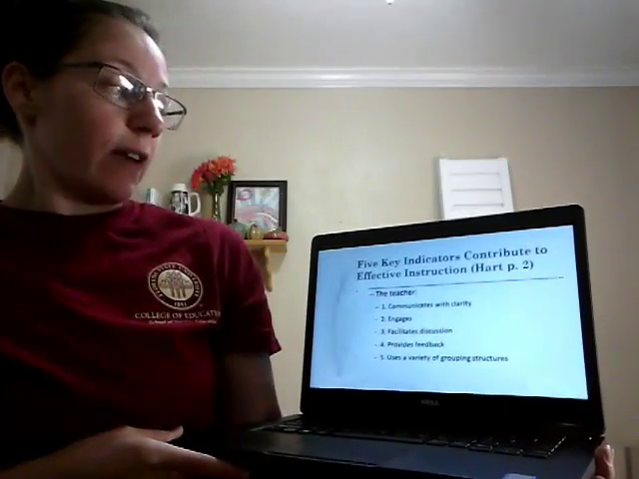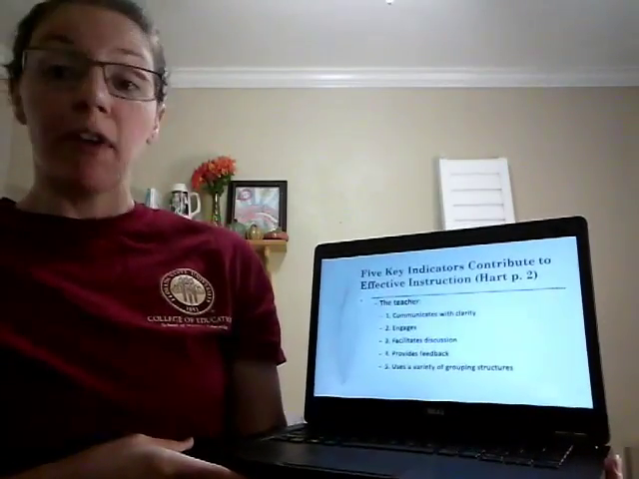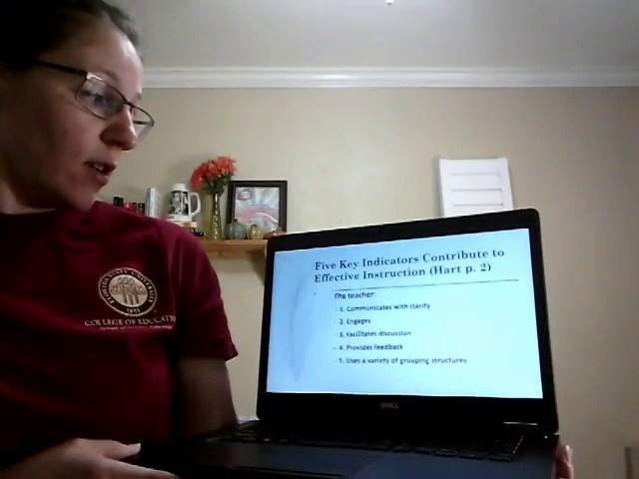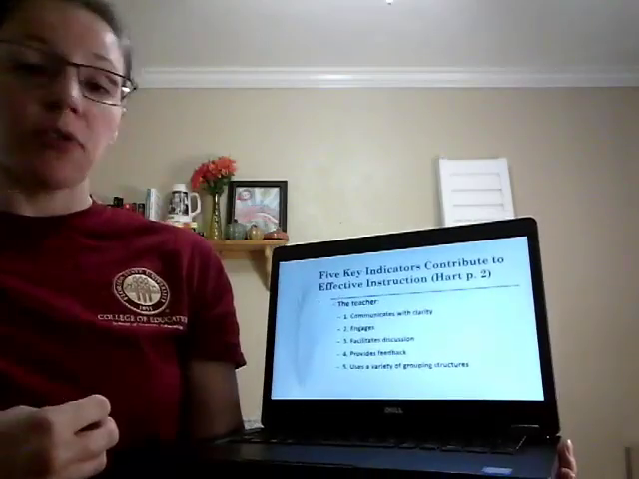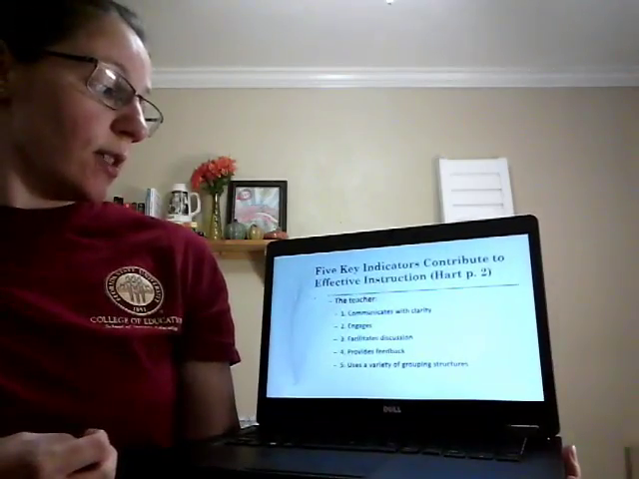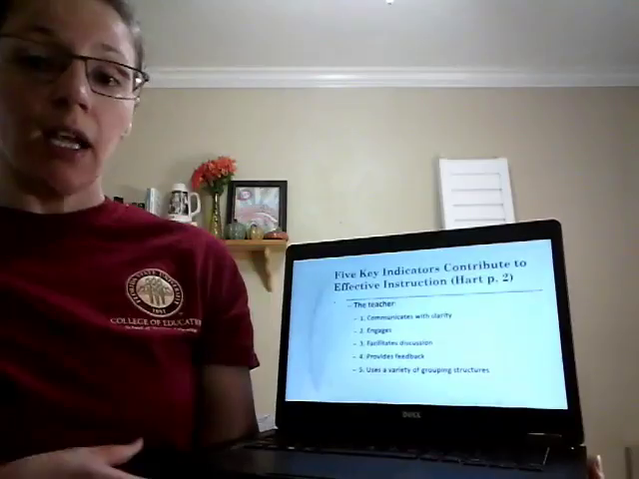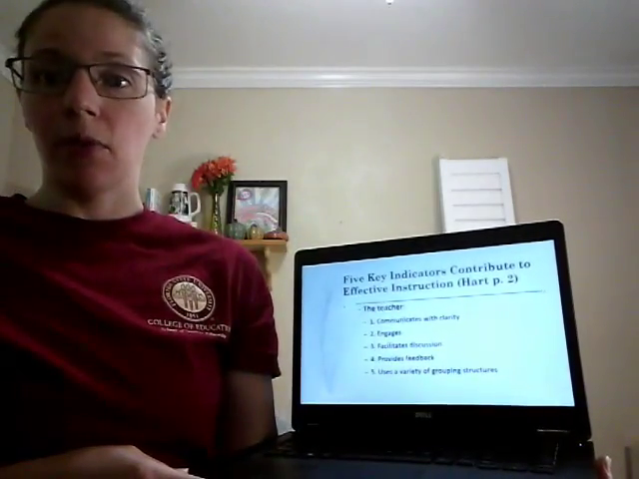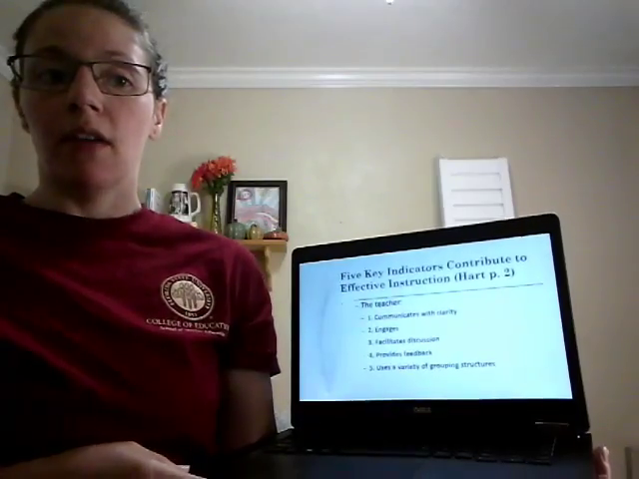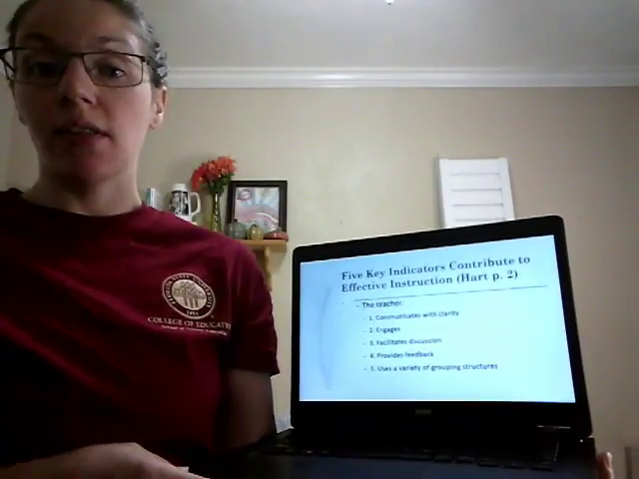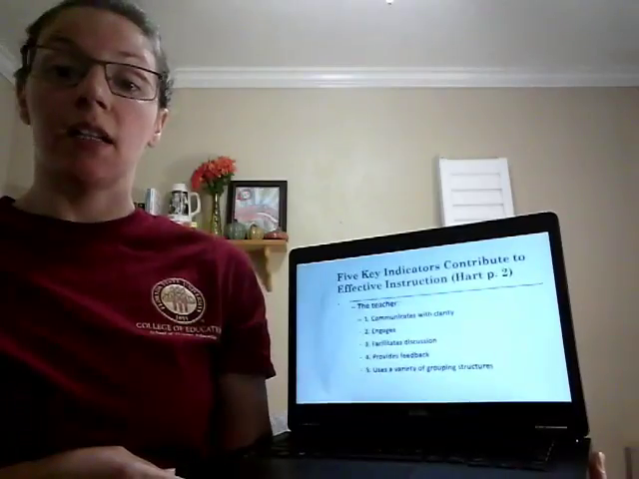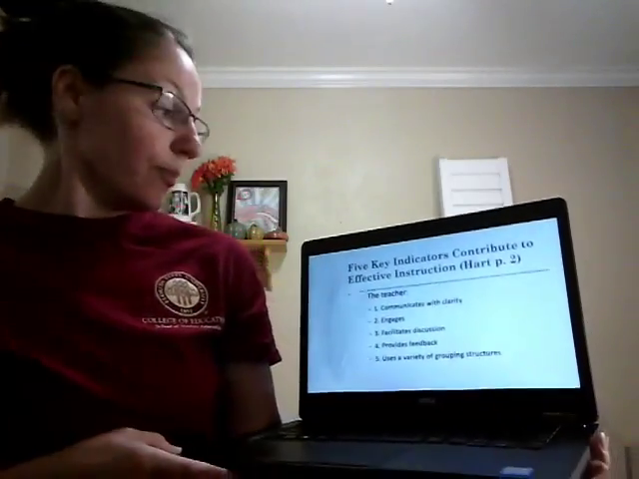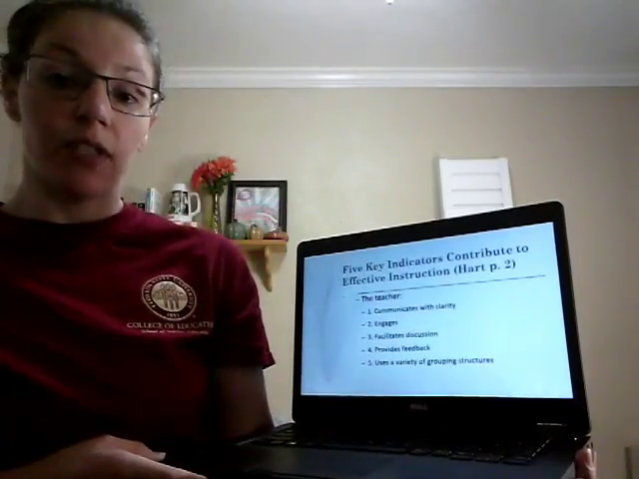Hart also mentions 5 key indicators that contribute to effective instruction that I found very interesting. And we can go through them. So as the teacher, from my perspective, one of the things that she says that we do is communicates with clarity. I take notice of when I'm having moments that I'm not being clear with students and ask them questions about what it is that we're working on in the lesson. And then I try to clarify in the moment and make a connection with them so that they understand.